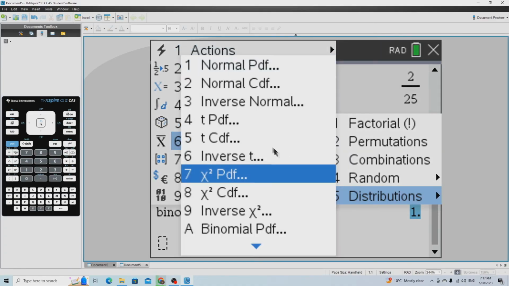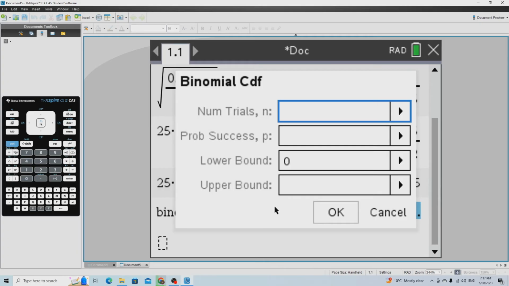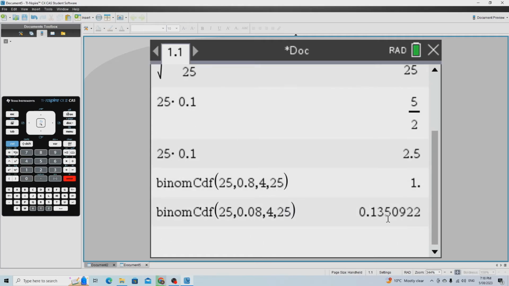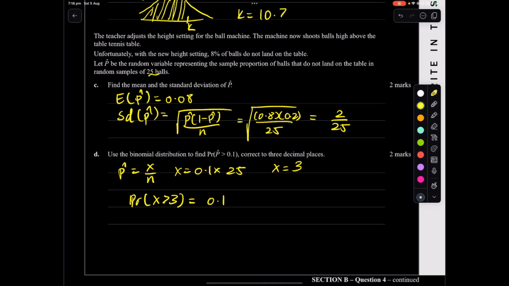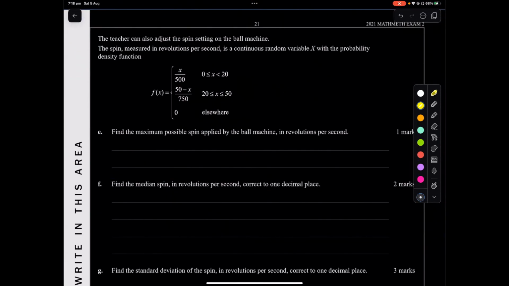Let's try it again. Binomial CDF. The number of tries we have is 25 still. Probability of success of still not landing the ball is 0.8. Okay, so that's 0.135.